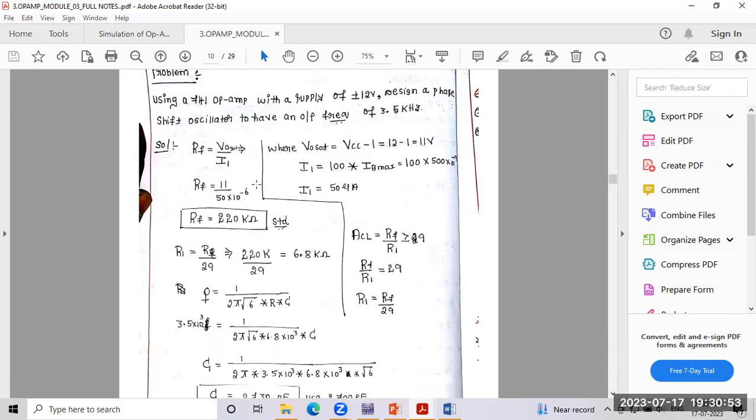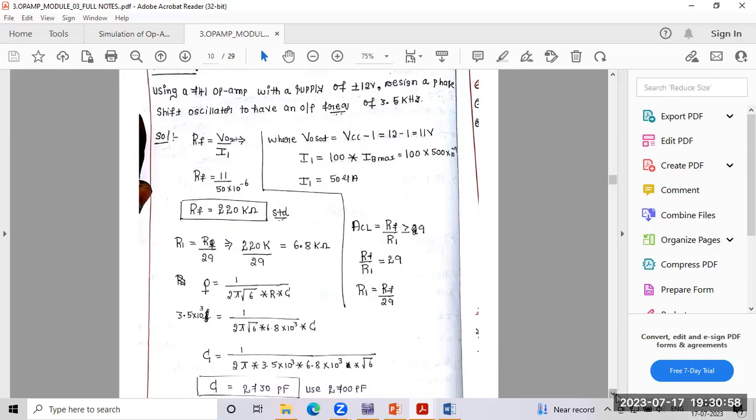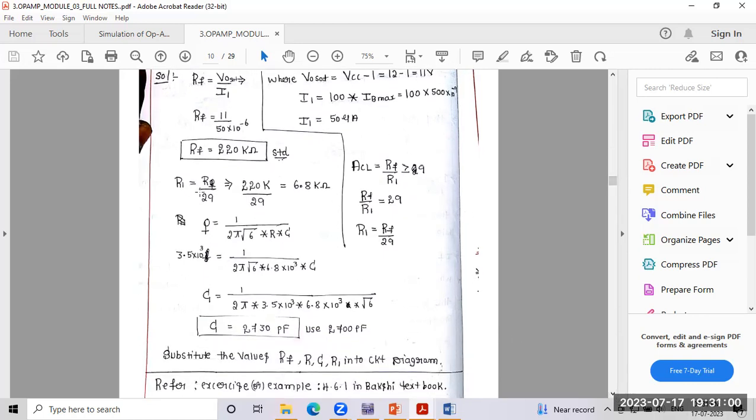V naught saturation is nothing but 11 divided by 50 into 10 to the power of minus 6, equal to 220 kilo ohm. Okay, and then R1 equal to, how is this R1 going to come? Here there is a formula, ACL equal to 29. ACL is nothing but RF divided by R1. RF divided by R1 equal to 29. R1 equal to RF divided by 29.